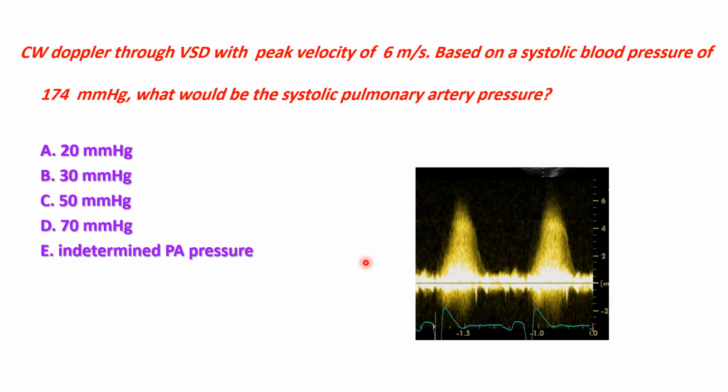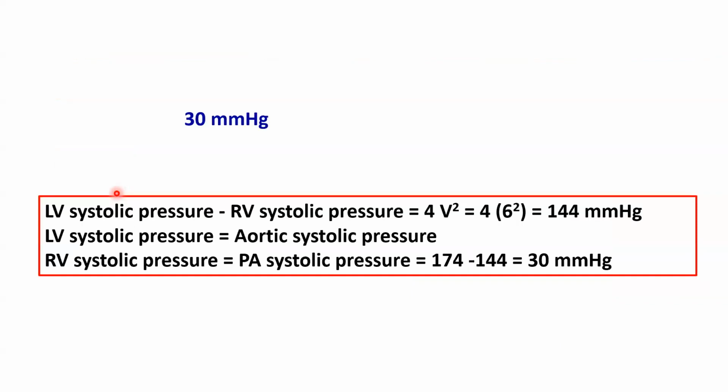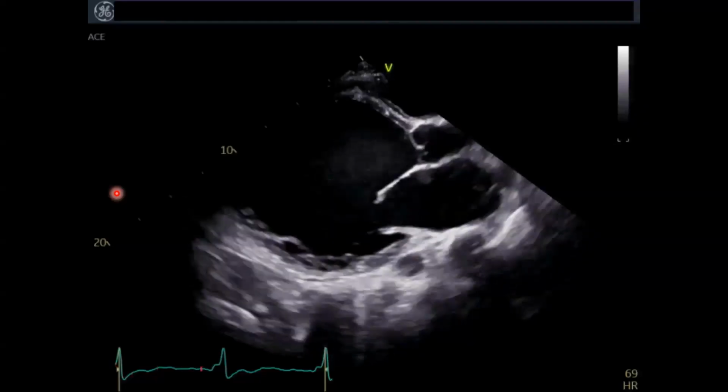So we push the blood from the LV to the RV if there is a difference in pressure between the LV and RV. How much is the pressure difference? From this difference in pressure, we can measure the pulmonary artery systolic pressure or RV systolic pressure. So the RV systolic pressure equals 174 minus 6 squared times 4. 6 squared times 4 is 144. So 174 minus 144 is 30 millimeters of mercury. So the right ventricular systolic pressure is 30 millimeters of mercury. This is how to calculate it.